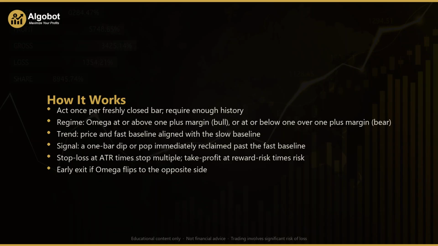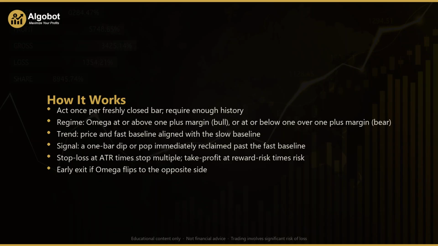From the OmegaMargin, which defaults to 0.25, it derives 2 thresholds. A bullish regime requires Omega to be at or above 1 plus the margin, which is 1.25 by default. A bearish regime requires Omega to be at or below 1 divided by that same figure, which is 0.8. Only a decisively skewed reading counts. Second, the strategy confirms trend alignment using 2 simple moving average baselines. The fast baseline defaults to 10 bars and the slow baseline to 45. For a long, the just closed price must sit above the slow baseline, and the fast baseline must sit above the slow baseline. For a short, both conditions are mirrored to the downside.